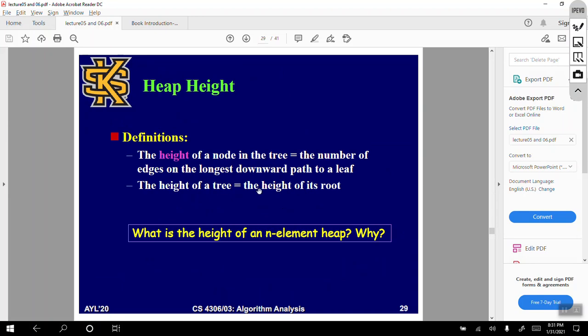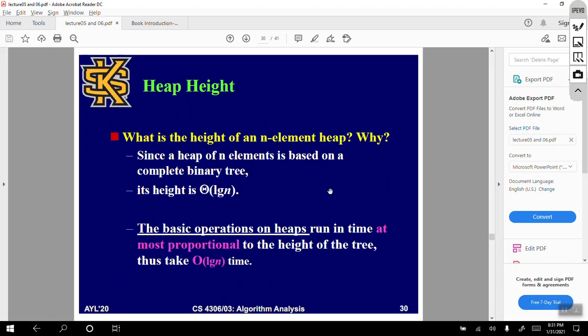So the height of a tree is equal to the height of its root, okay, not its child. And how do we find the height? It is a binary tree, so we can say log n. lg means log with base 2. So this is an important property that we will need when we do our heap sort implementation.